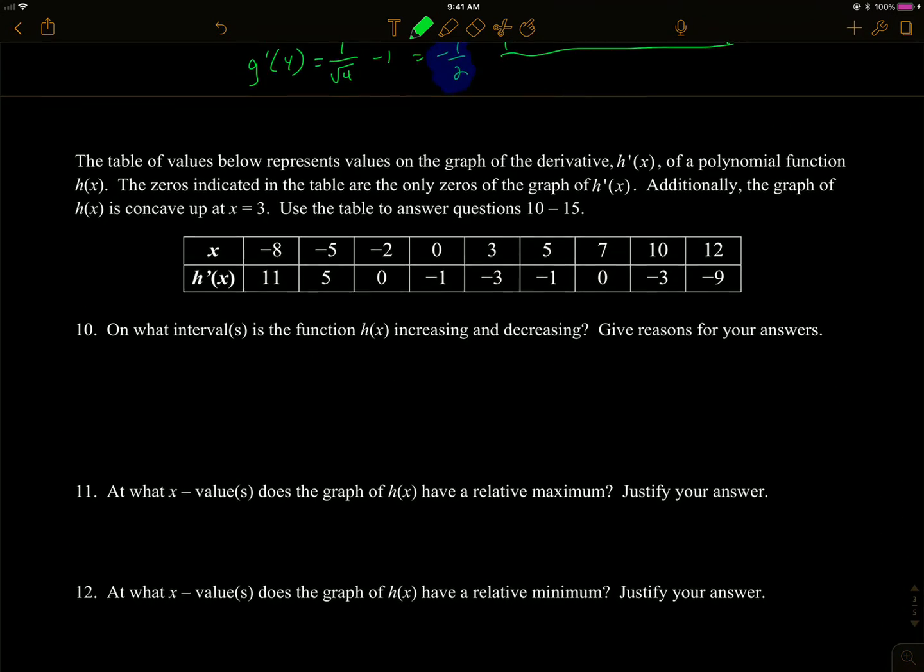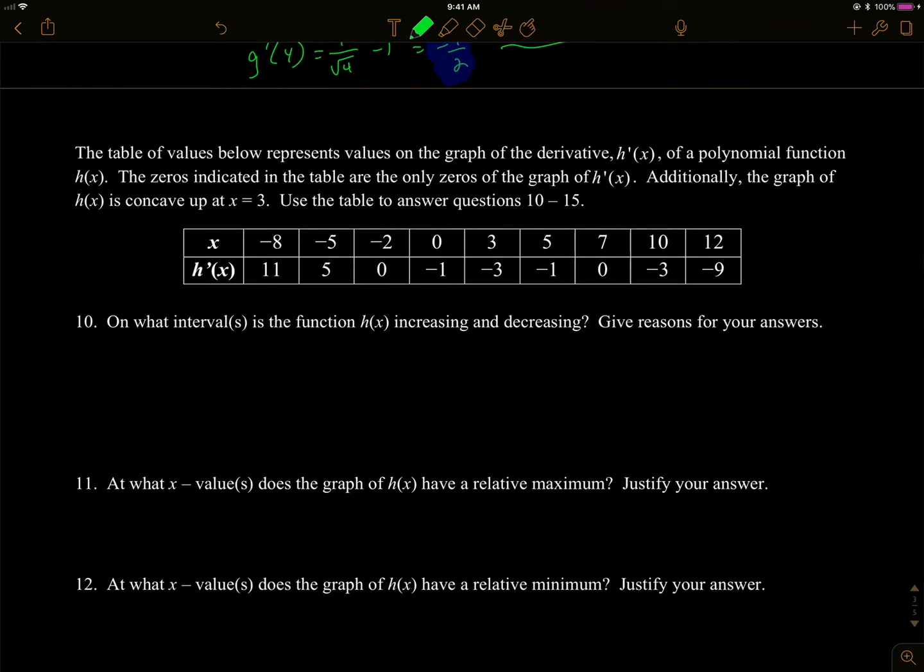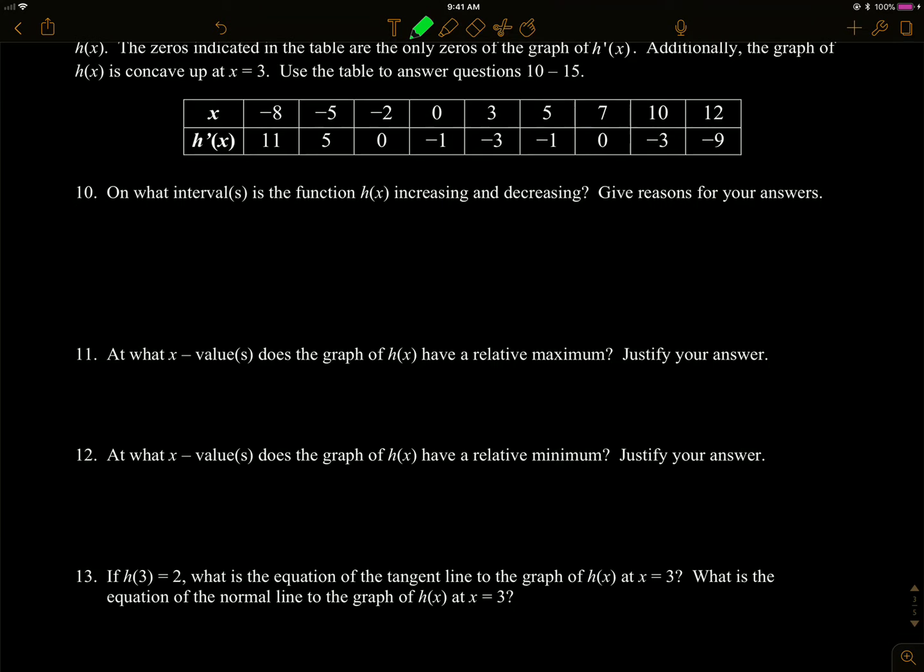All right, now we're going to do some stuff based on a table instead of the graph. So the table below, we have to figure out, does it represent h or h prime? The table below represents values in the graph of the derivative. So now we're going to have some values of the derivative, and they're going to ask us stuff about the derivative, but also about the function itself, the h. There's a couple other things that we have to assume here.